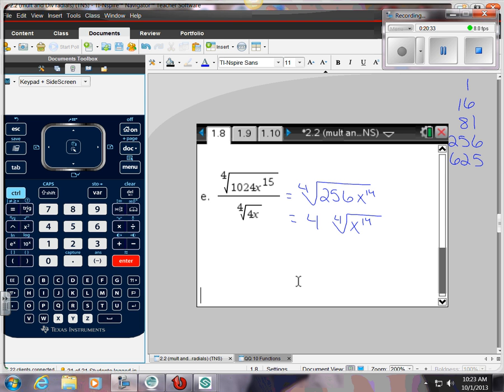Okay, so I need the largest number that 4 will divide into that's less than 14. 12. Yeah, so we're going to do fourth root of x to the 12 and fourth root of x to the second power, right? Are we okay with that? Right. So what's the fourth root of x to the 12? 4x cubed. Good. And can I do anything with this? So you leave it. And there's your answer.